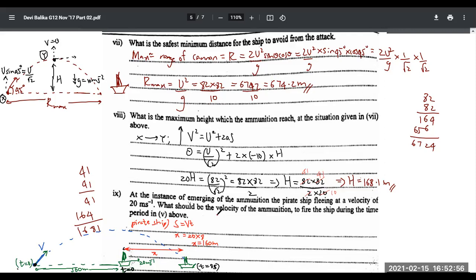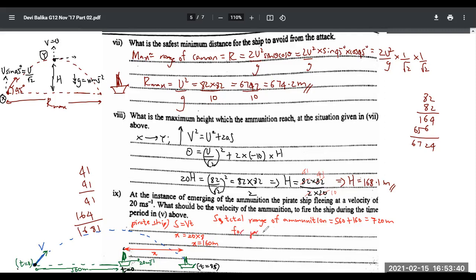Okay, 160 meters. So, total range of the ammunition is how much now? That is equal to 560 plus 160, that is 720 meters. Because between the cannon and the ship there was a gap of 560 already, and the ship is moving now. So when the ammunition hits the ship, the total length between the ship and the cannon will be 720.